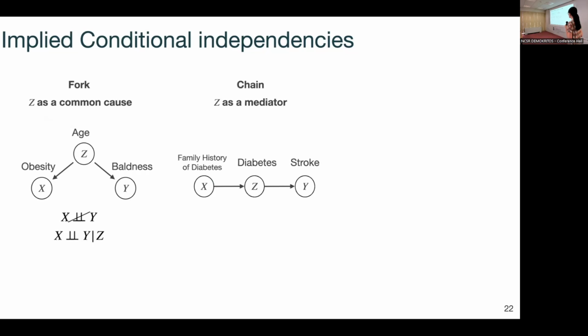The same happens with a different structure here, which is a chain where Z is a mediator now. So suppose that I have data for just family history of diabetes and stroke. Then you observe that X and Y are correlated, just because diabetes increases the probability of stroke. But once you observe whether the person has diabetes or not, the family history doesn't matter anymore. So it's the same set of dependencies and independencies that we have here: marginal dependence and conditional independence.